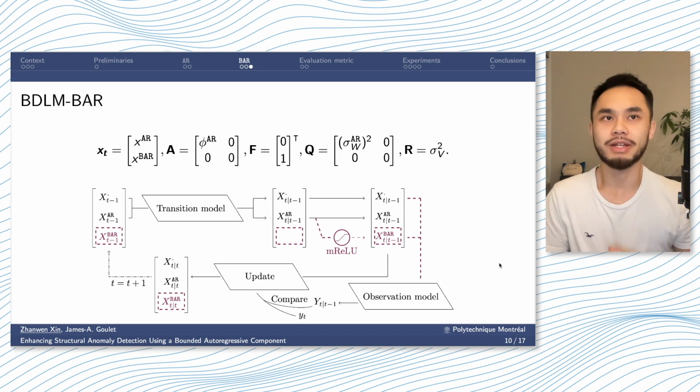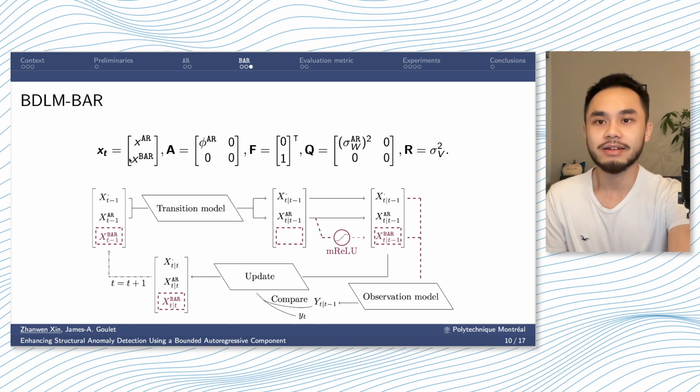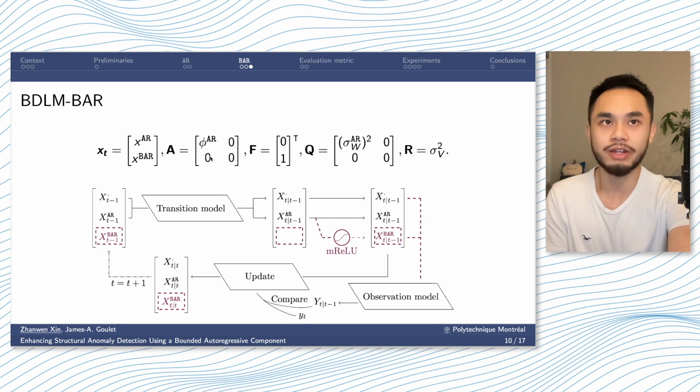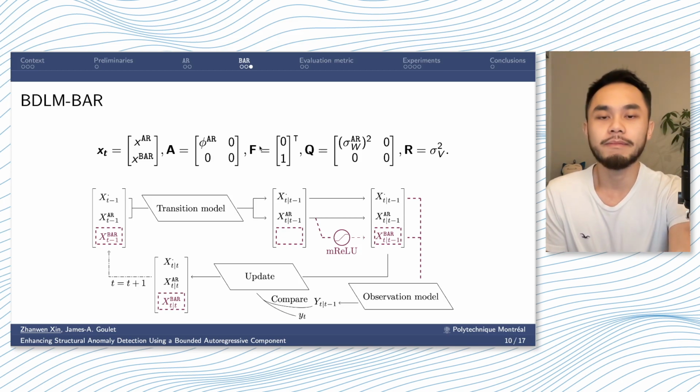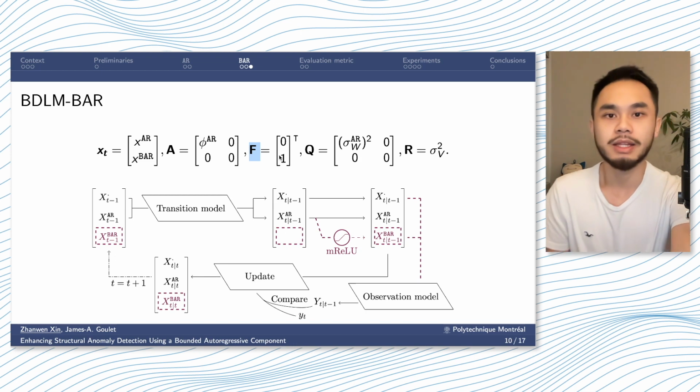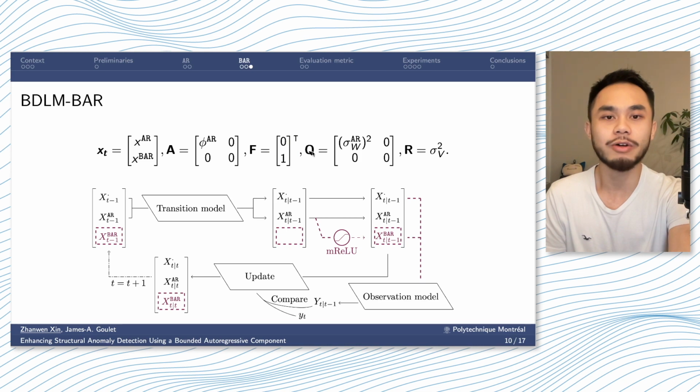So how to incorporate BAR in the BDLM framework? The hidden state vector is augmented by the X BAR, and the transition matrix remains the phi AR in the position of AR, and for all the positions that are related to BAR, they are 0. That means BAR is not involved in the transition model. And for the observation matrix, the BAR is involved, but the AR is not observable. And we also have the Q and R that define the process error and the observation error.